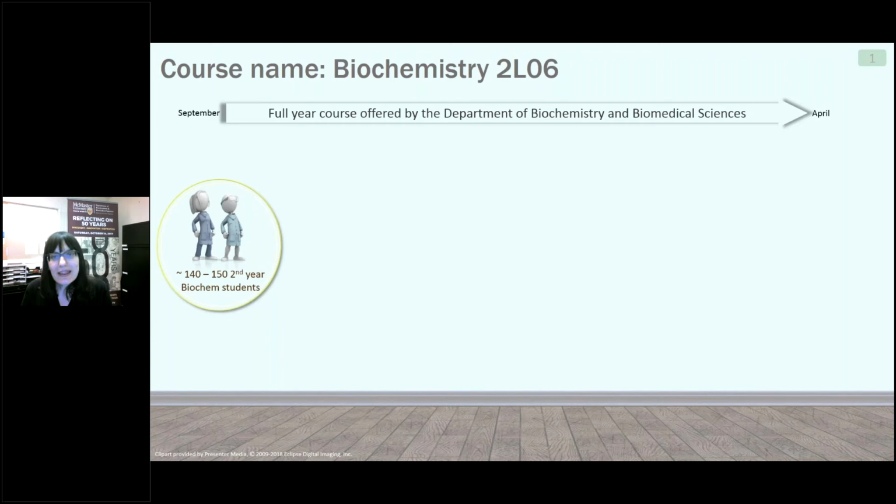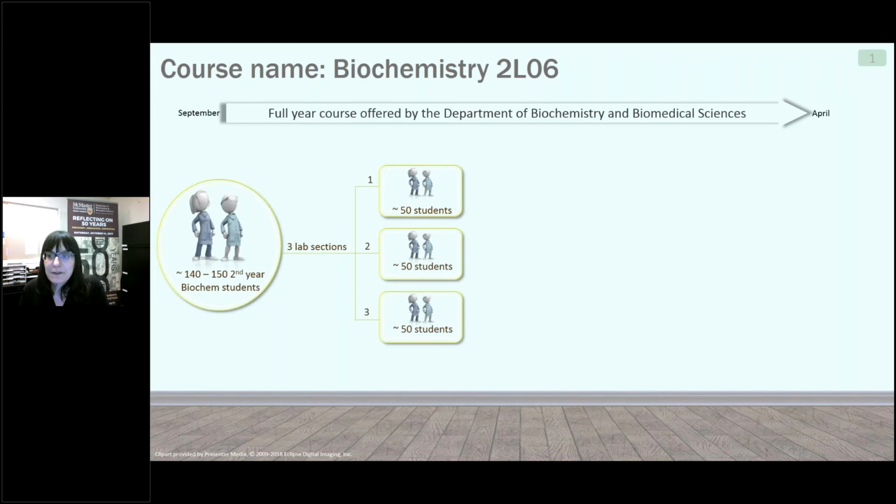It's a big course, and one of the ways that I keep them engaged is to separate them into three laboratory sections. So I typically have 50 students per section. If you ever want to find me on Wednesday and Thursday and Friday afternoons, just come down to the teaching labs from 1:30 to 5:30, and I am there with our students.